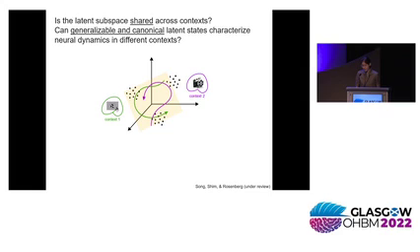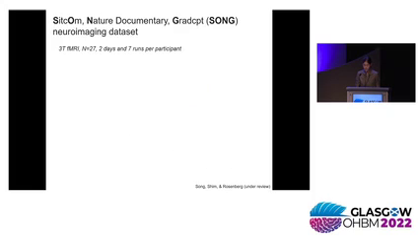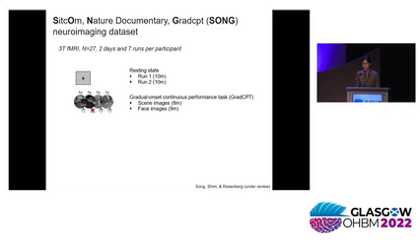If this alternative hypothesis is true, and the brain states indeed generalize, then what functional roles do they play in these different contexts? To answer that question, we collected a human fMRI dataset. First was 2 runs of the resting state scans. Second was a controlled sustained attention task called Gradual Onset Continuous Performance Task, or gradCPT.